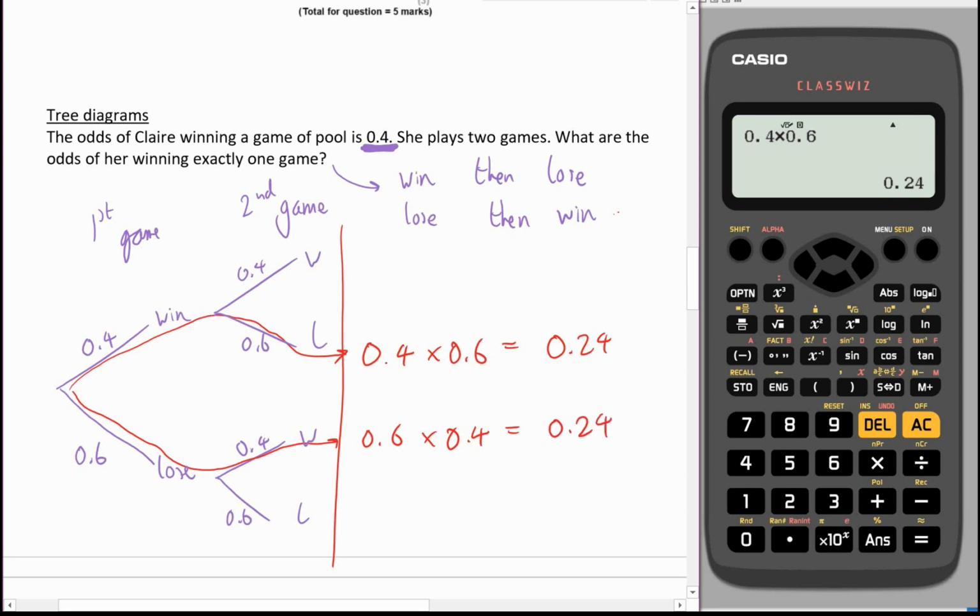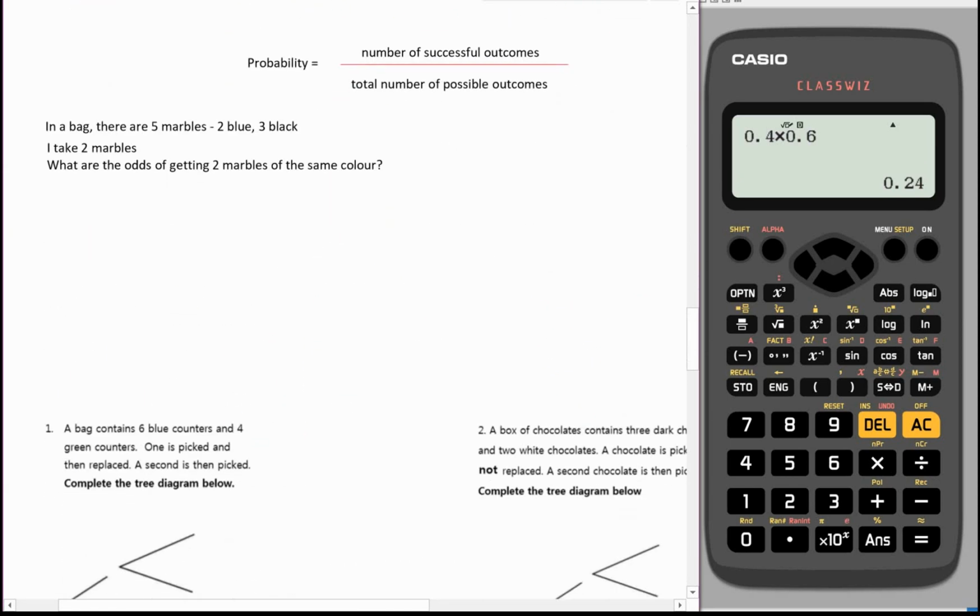And now, like I said, because either one of them can happen, we then want to add these two numbers together, which then gives us a grand total of 0.48. That's the odds of her winning exactly one game. So just to recap, you times along the branches, and then once you've got more than one answer at the end, you will then always add those together. Okay? Just do one more tree diagram.